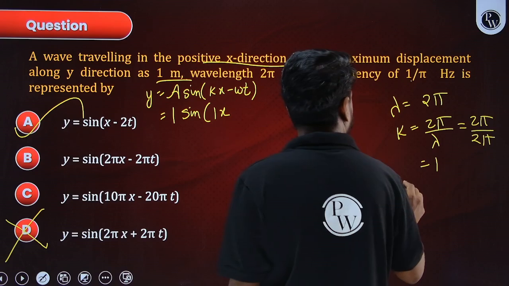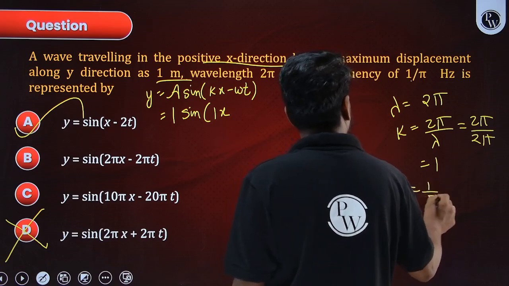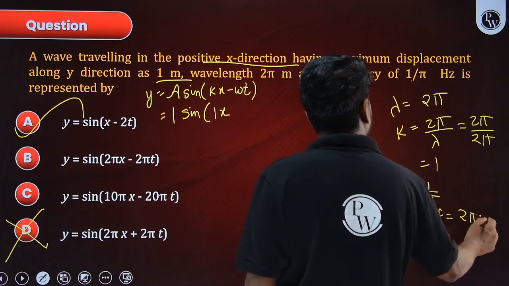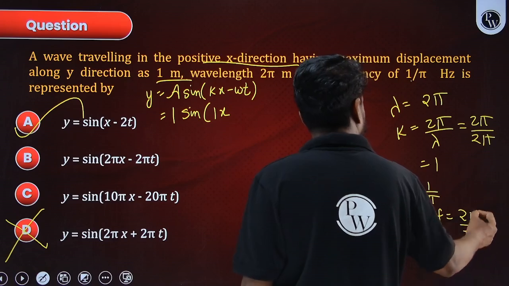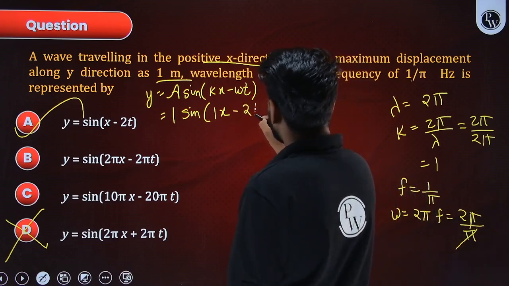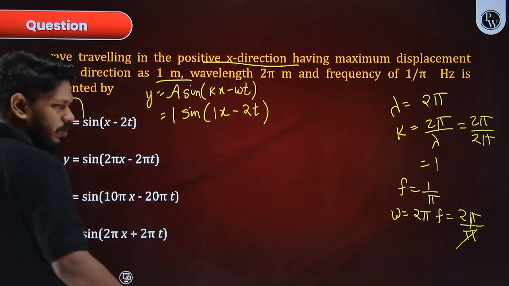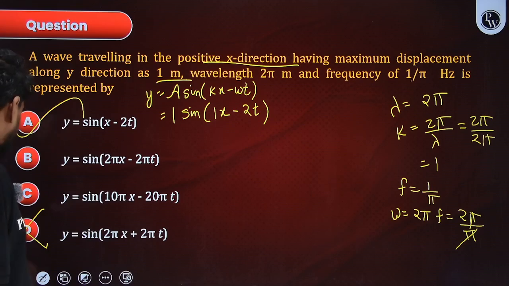Frequency is equal to 1 by pi. Omega is equal to 2 pi f. This is my formula. So 2 pi and f is equal to 1 by pi. If I cancel this out, I will be getting omega. Any difficulty? Such an easy question.